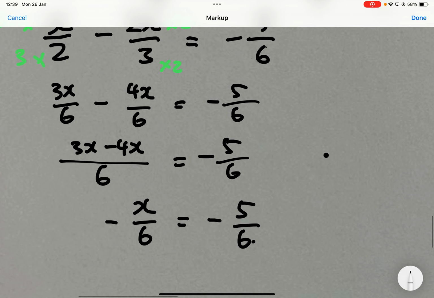I can continue. Multiply by 6. Multiply a negative. But I am solving an equation. There is another, easier way. When I look at these two, do I know what x is or not? Just by looking like that.